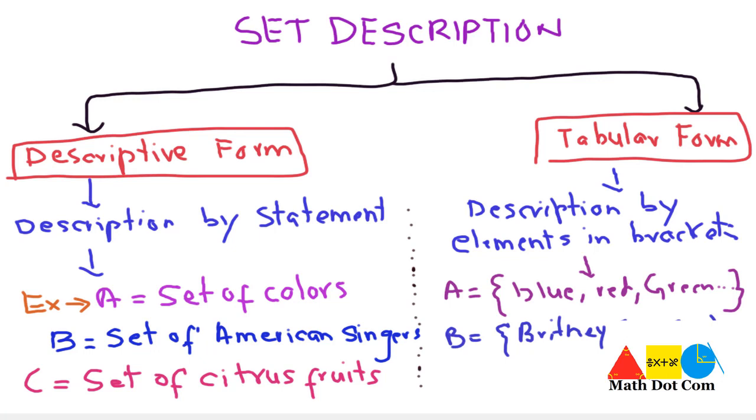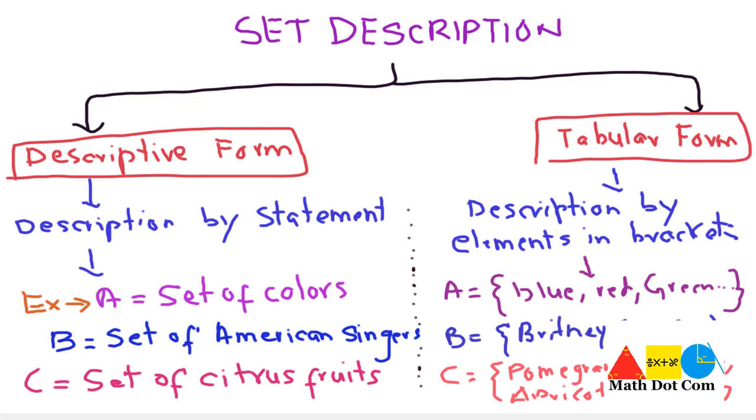Okay, then we have C is equal to the set of citrus fruits. Now, what are the set of citrus fruits? We can write it as pomegranate. Okay. You may write apple, or you can write apricot. Okay. Or you can write orange, and so on. So this is a set of citrus fruits.